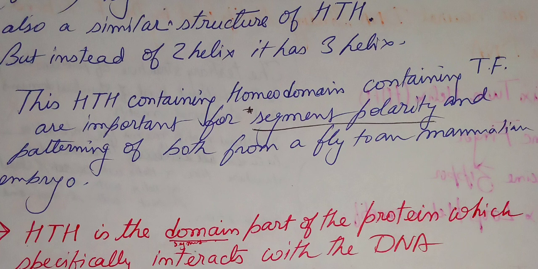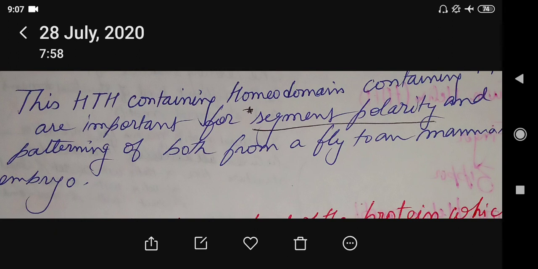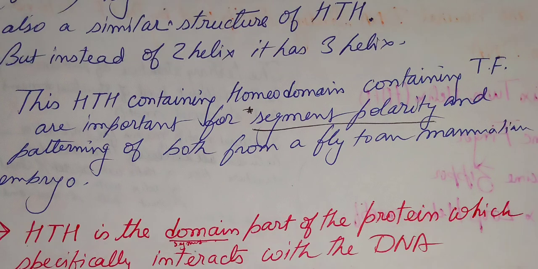Now if you want to know what segment polarity is, I will discuss it later in this video. In the description section you can see what segment polarity is and the patterning from fly to a mammalian embryo. How the pattern of the human embryo, the mammalian embryo, the fly embryo will develop will be somehow regulated by these homeodomain containing transcription factors.